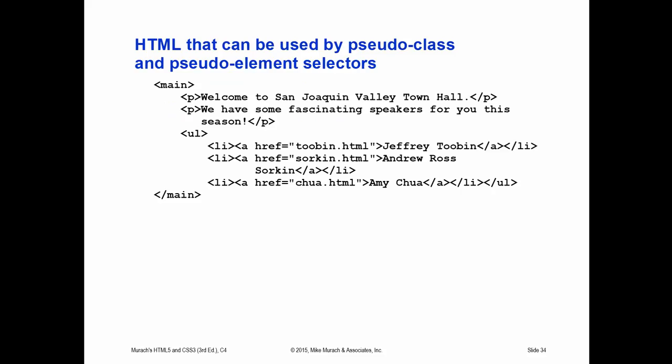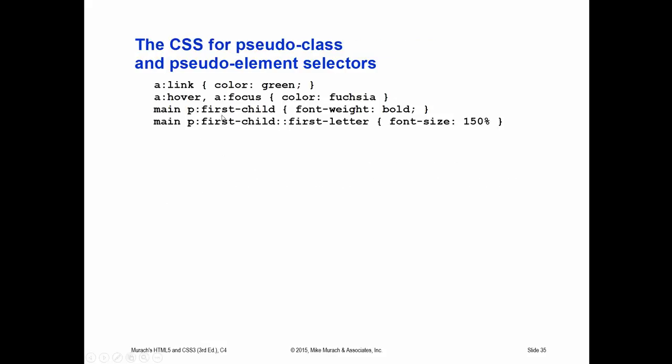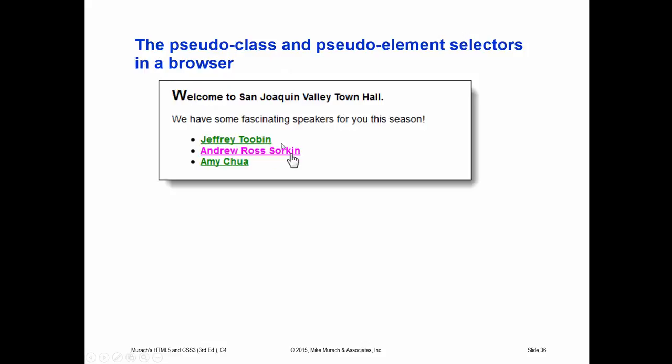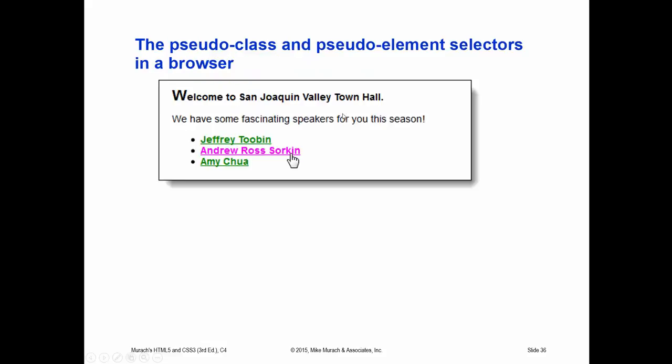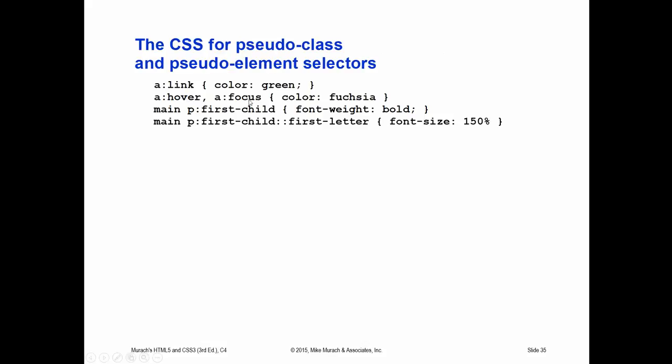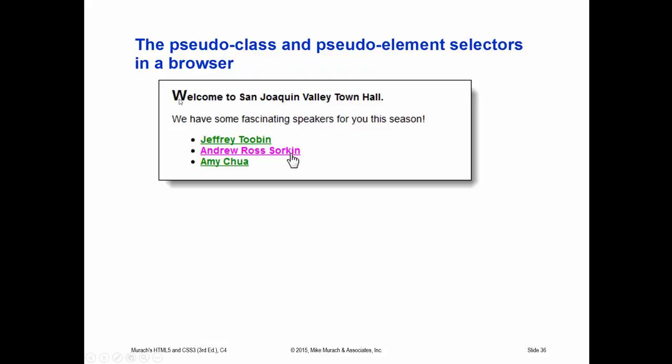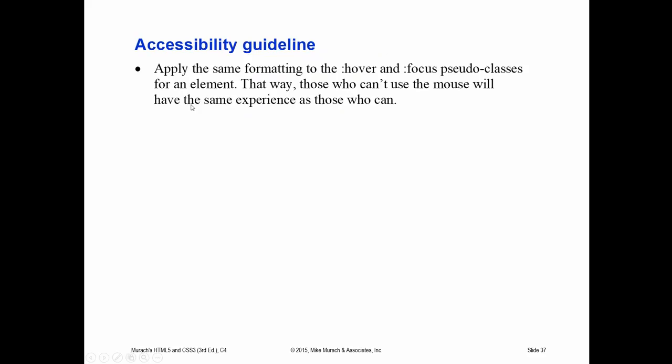So the author put a bunch of stuff in here where if you look, there's the hrefs. All right, and they put in link, color green, so you notice the ones that haven't been clicked yet have got green in color. All right, when you hover over them, they're fuchsia, so if your mouse is hovering over it, you haven't clicked, but your mouse is hovering over it, you get that fuchsia. All right, the first child of main, the first paragraph, should be bold, so that's the first paragraph. All right, and the first letter should be 150%. That's very similar to what I showed you earlier with that span tag.